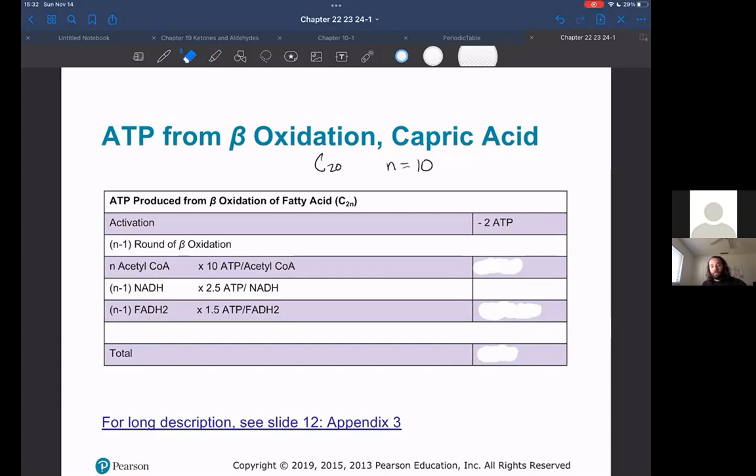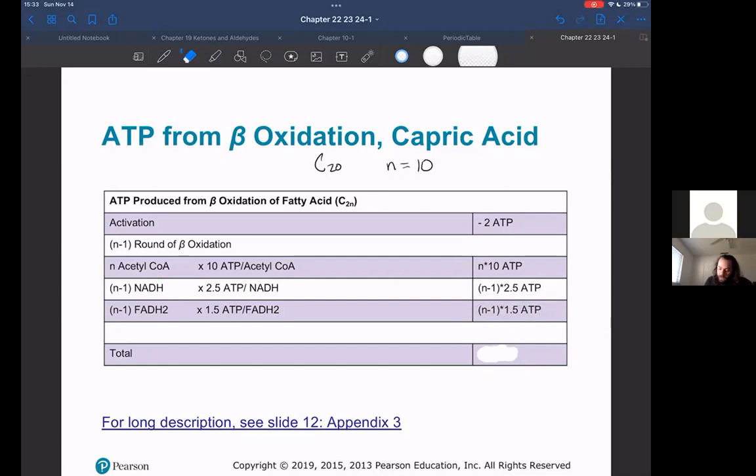So multiplying that by the 10 we get from acetyl-CoA going through the citric acid cycle and then the electron transport chain, we get N times 10 ATPs from acetyl-CoA. Likewise, in N-1 rounds of beta oxidation, you would generate N-1 NADHs. So that would give us N-1 times 2.5 ATP. And then for N-1 FADH2s that we would get from N-1 rounds of beta oxidation, we would get N-1 times 1.5 ATP.